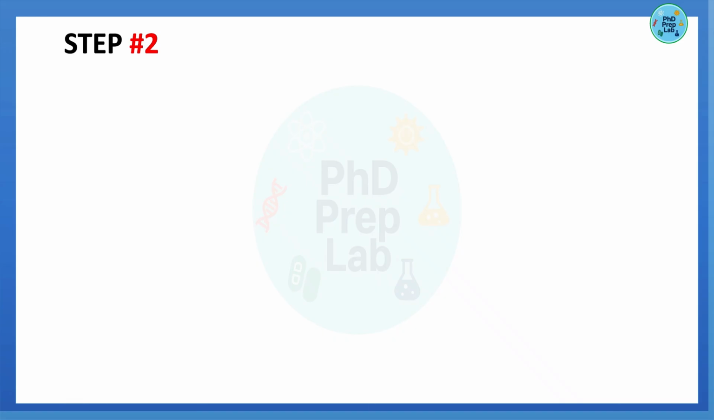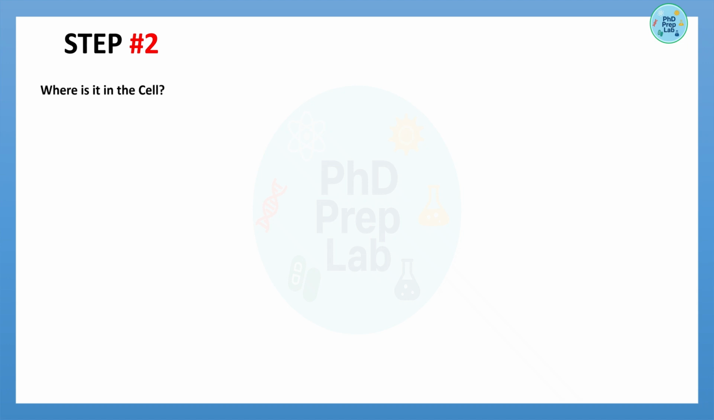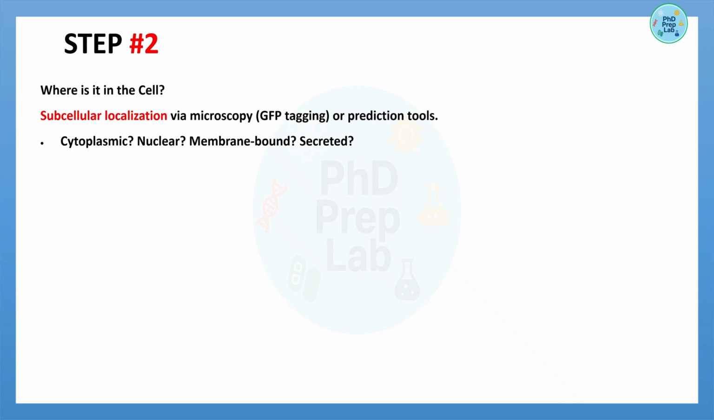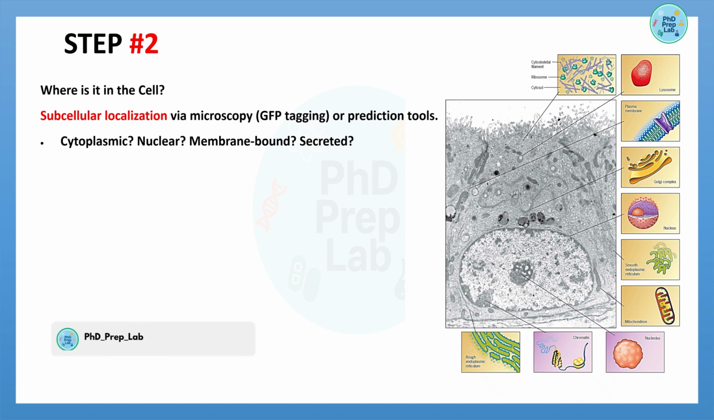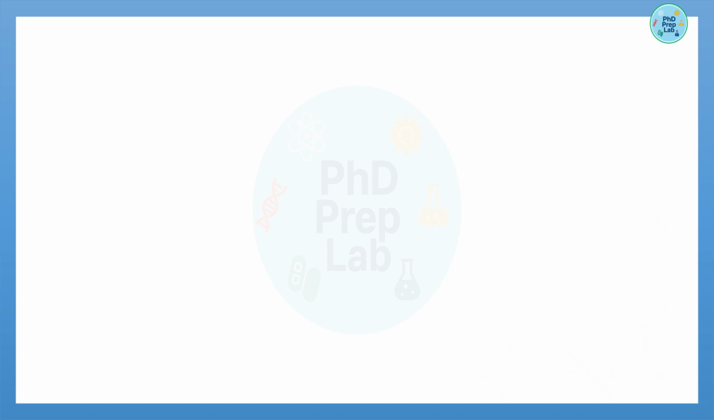Step 2 would be to know where it is in the cell. For this, you can perform subcellular localization via microscopy or prediction tools so that you get to predict whether it is cytoplasmic, nuclear, membrane bound or secreted. For example, if it is in the mitochondria, maybe its role is in energy metabolism.